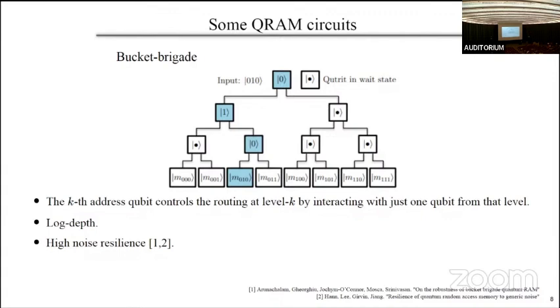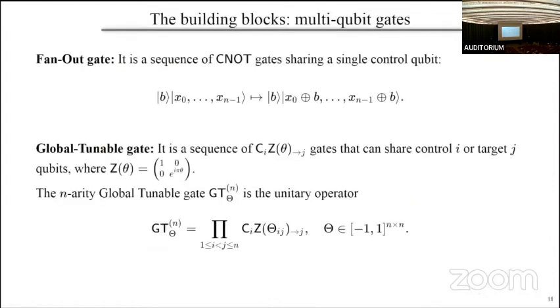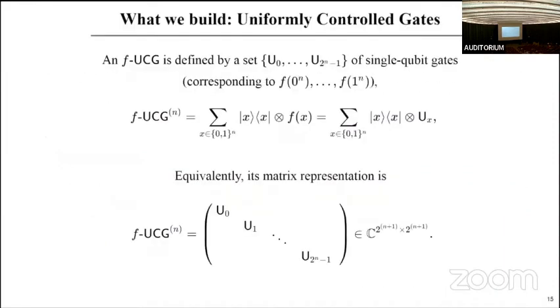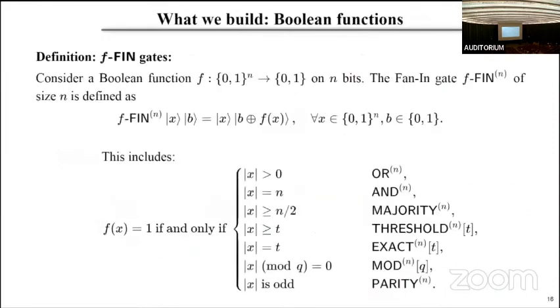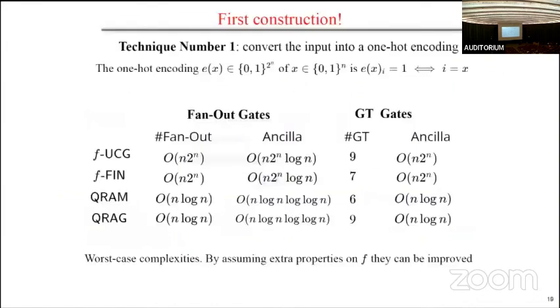I'll ask a basic question maybe. So your construction using the large encoding, that needs 2 to the n ancillas, isn't that bad? Well, it depends where you apply it. For the QRAM, the address qubit is log n, so that's why you have n. But yeah, in the worst case for a general Boolean function, it's going to be 2 to the n, but that's expected.